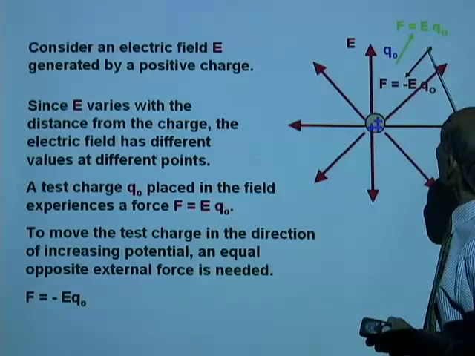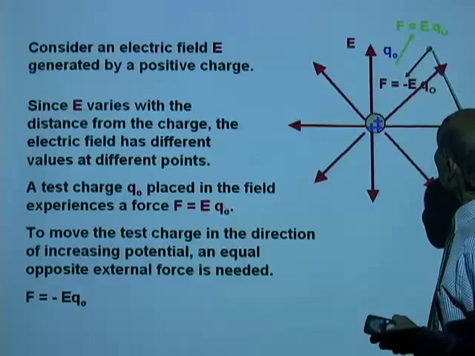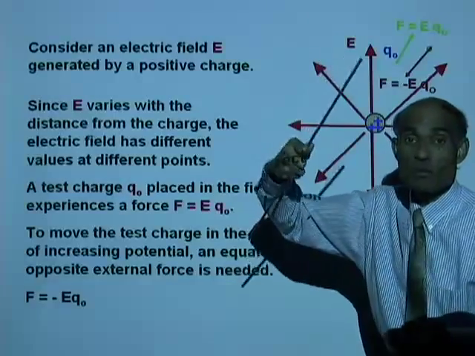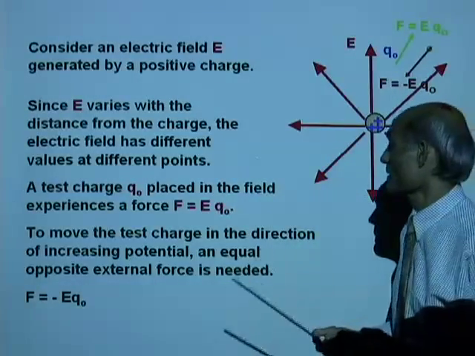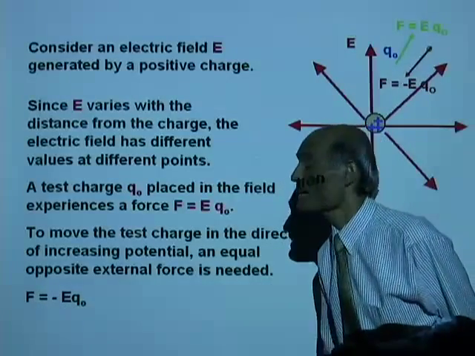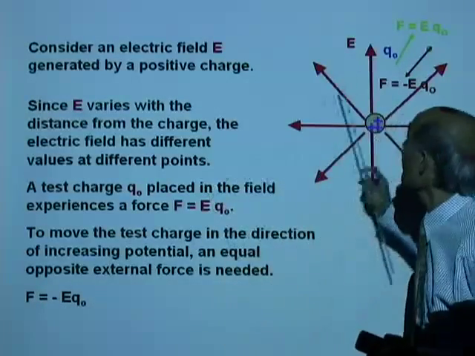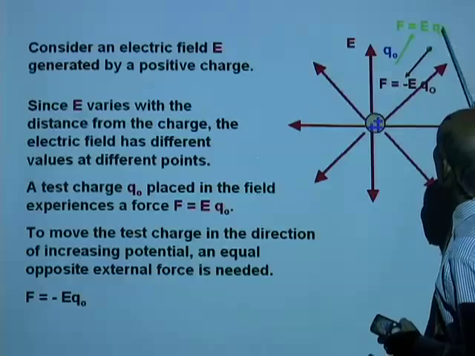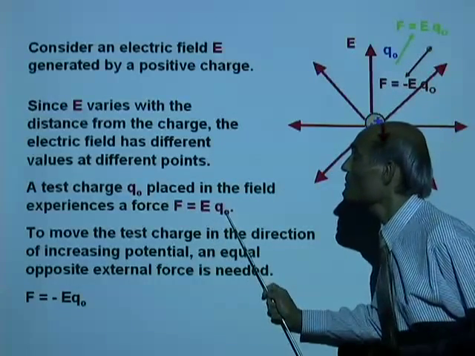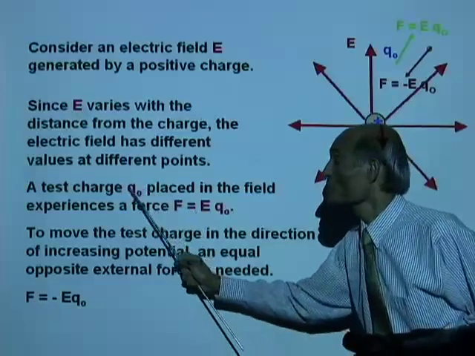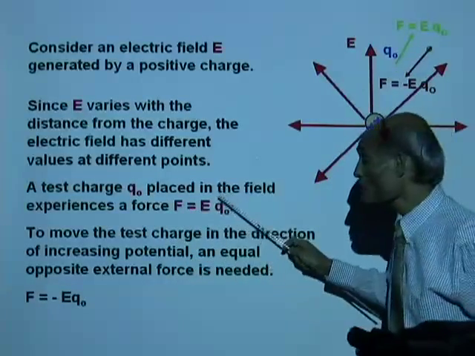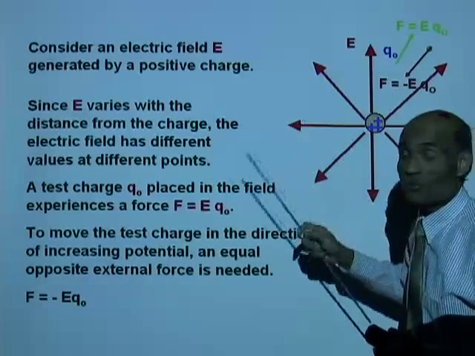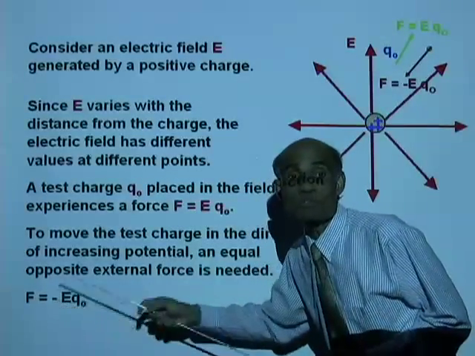So if you want to move this test charge in the direction of increasing potential, an external force needs to be applied in the opposite direction, and that force will be therefore negative EQ0, because the force directed in the direction of the field is E times Q0, that is the force experienced by this charge. If you now want to move this charge in the opposite direction, in the direction of increasing potential, you need to apply this opposite force on it.